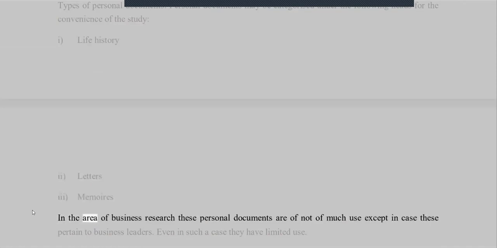Types of personal documents. Personal documents may be categorized under the following heads for the convenience of the study. 1. Life history. 2. Letters. 3. Memoirs. In the area of business research, these personal documents are not of much use except in case these pertain to business leaders. Even in such a case, they have limited use.